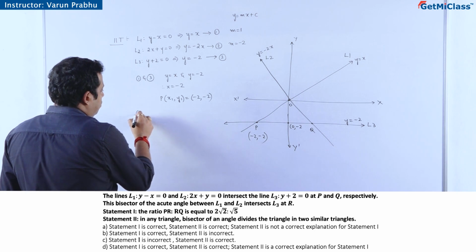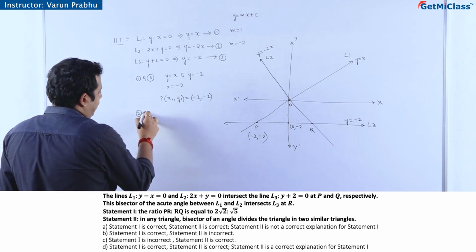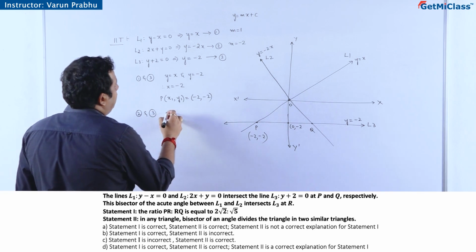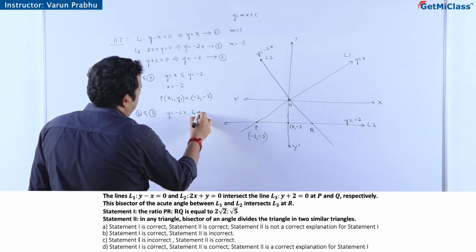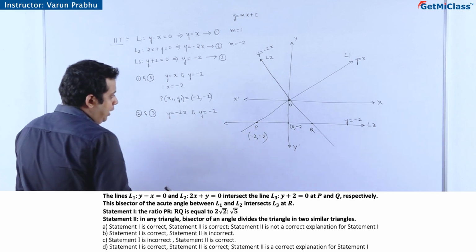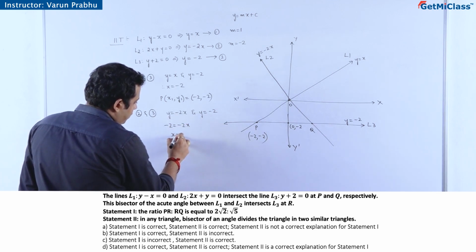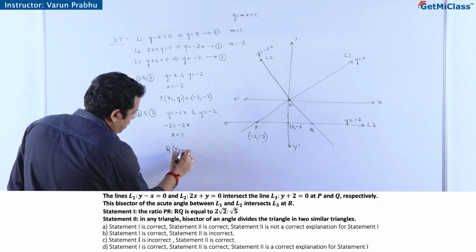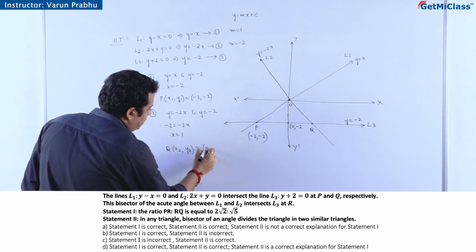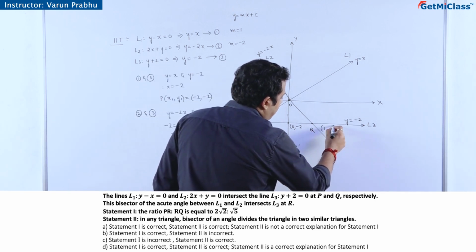Similarly, for the point Q, you solve equation 2 and equation number 3. So what do you get? y is equal to minus 2x and y is equal to minus 2. So minus 2 is equal to minus 2x, so the x value is equal to 1. So I can say Q, x2 comma y2, is equal to 1 comma minus 2.